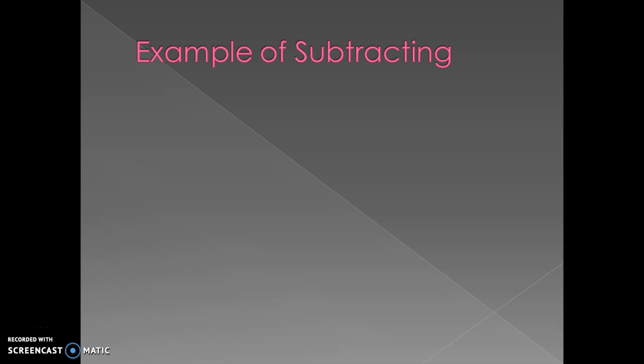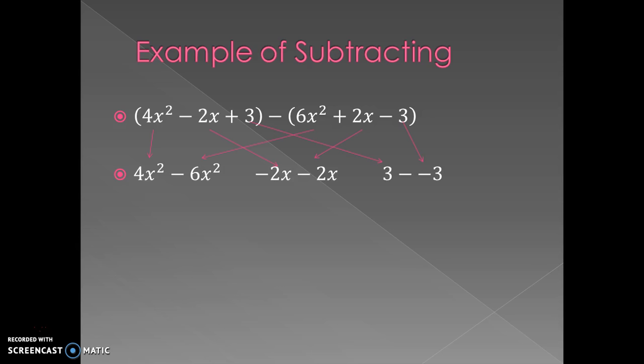Here's an example of subtracting. So a little bit longer polynomials, 4x squared minus 2x plus 3 minus the polynomial of 6x squared plus 2x minus 3. So the first thing I've got to do is put my like terms together. So I have a 4x squared and a 6x squared, a negative 2x and a positive 2x, and a 3 and a negative 3. But be careful now because I am subtracting. So a subtraction sign needs to go in between those when you put them together.